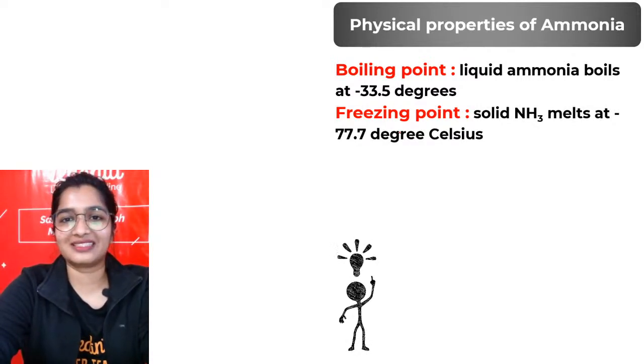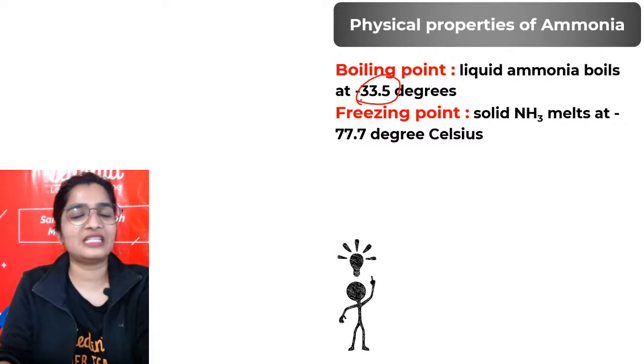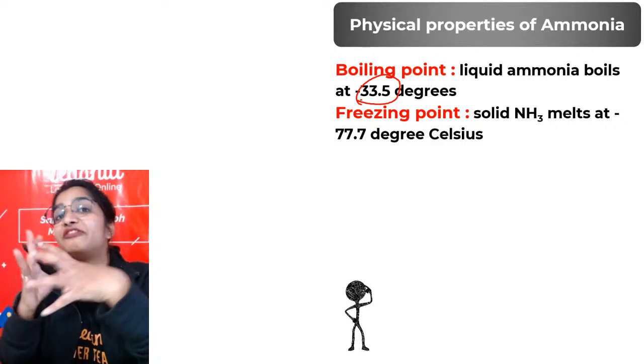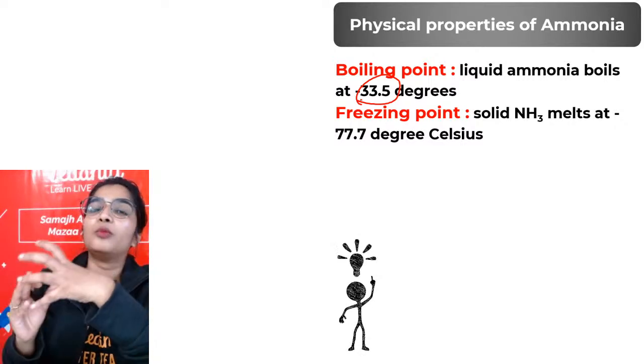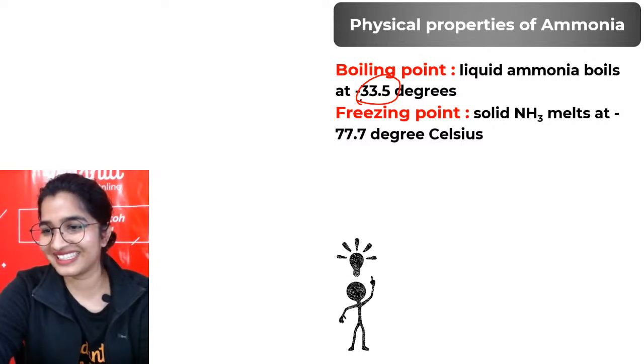When you have friends. So its boiling point is minus 33.5 degrees Celsius, obviously because it's a gas, and the solid ammonia melts at minus 77.7 degrees Celsius.